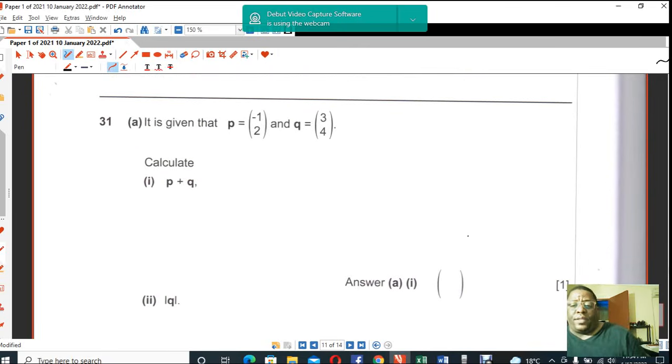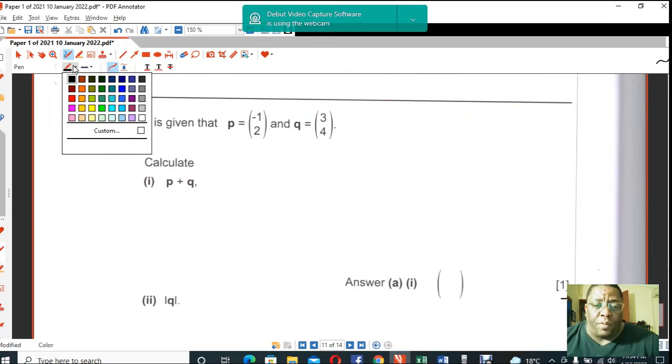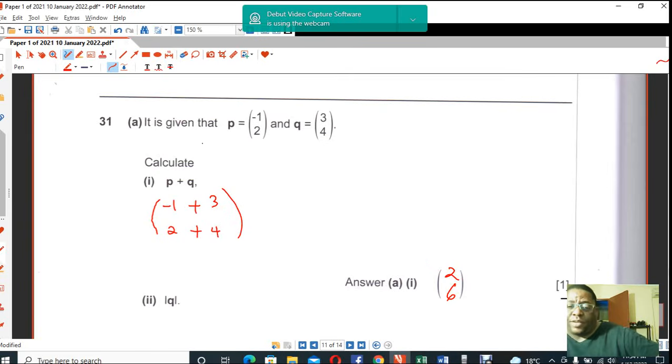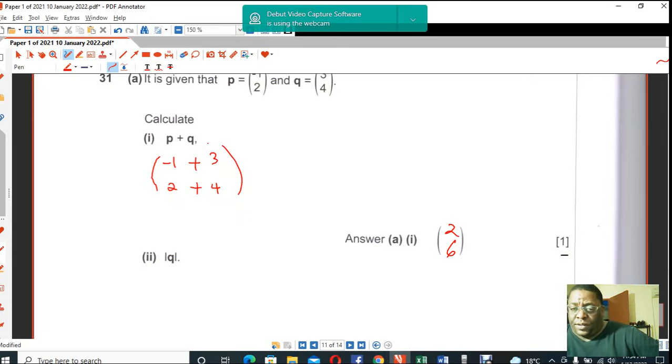Right, so we have vectors here. This one is quite straightforward. It's 1 mark, and it should not be a problem. You're going to add the components of P with the components of Q. So basically you're going to say minus 1 plus 3, and 2 plus 4. Minus 1 plus 3 gives you 2, and 2 plus 4 gives you 6. Please don't make a fraction. This is not a fraction.